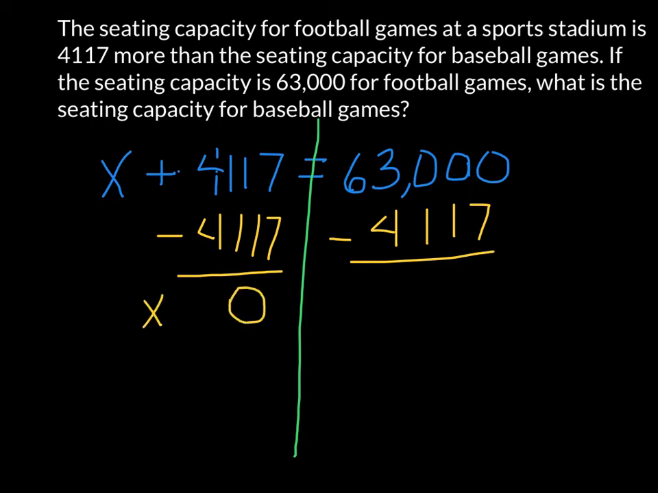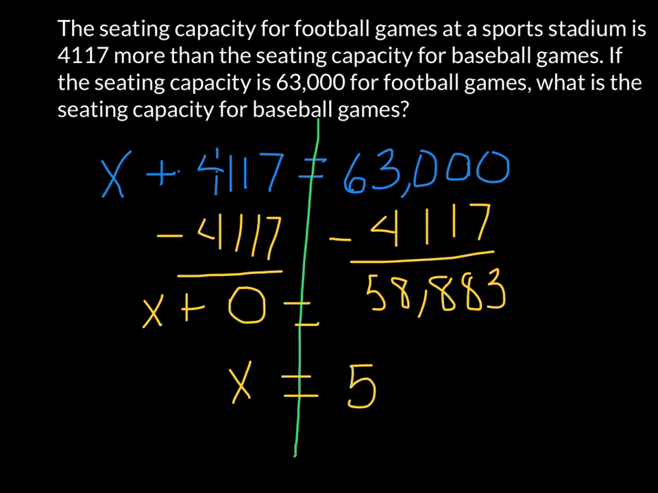So I have x plus 0 equals, now over here when I subtract, I get 58,883. I can rewrite that now without the 0. x equals 58,883. So we use the subtraction property of equality in order to subtract the same number from both sides of an equation to get a true statement.